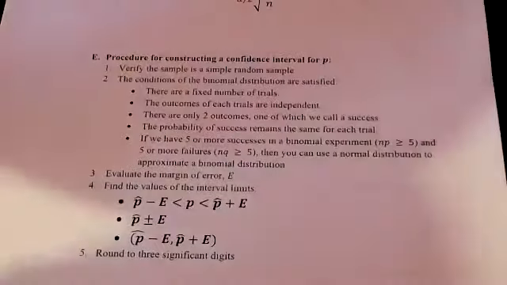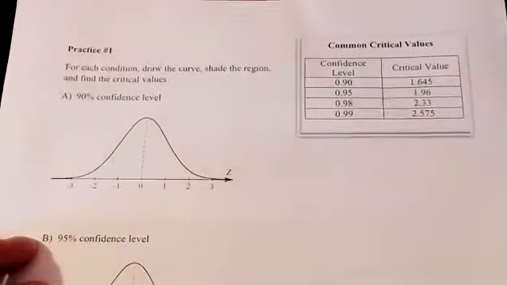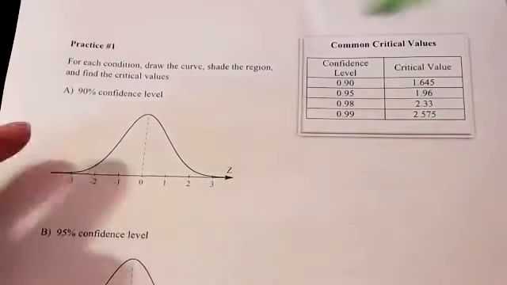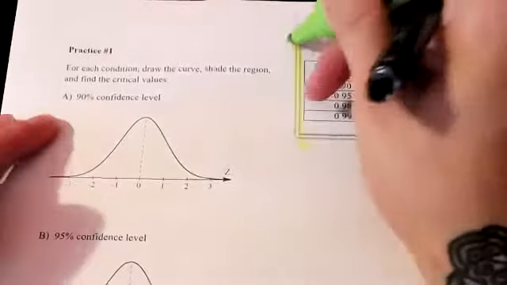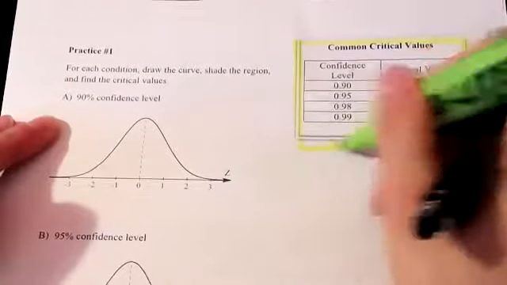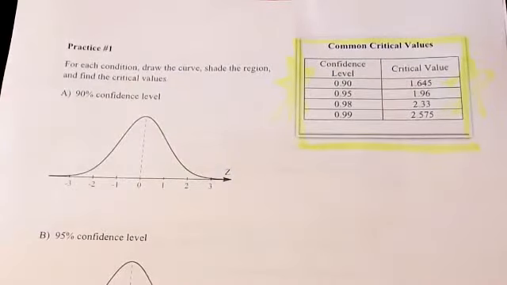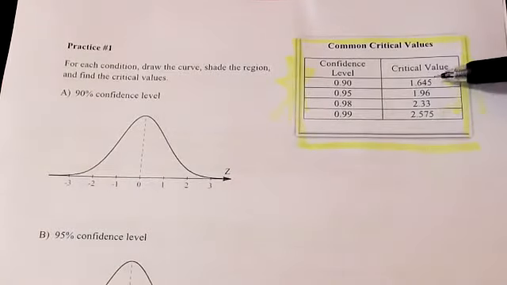Turn the page. And notice at the very top right-hand side, you have your common critical values. Please keep this in mind. This is going to be a very helpful table as you move through. Okay, definitely keep these in mind. These are the common confidence levels that you'll see: 90%, 95%, 98%, 99%. And then these are their associated critical values.